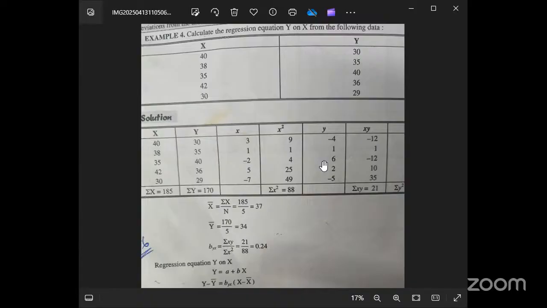And what is the next number? 42. 42 minus 37 gives us 5. The last value, 30 minus 37, we get minus 7. Similarly, we need to do the same for y as well.